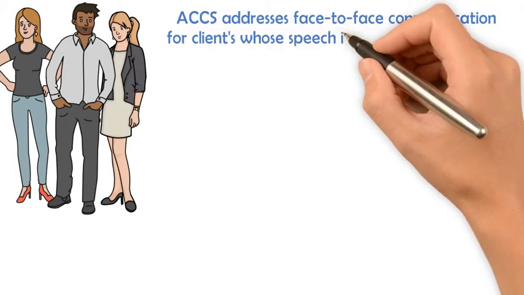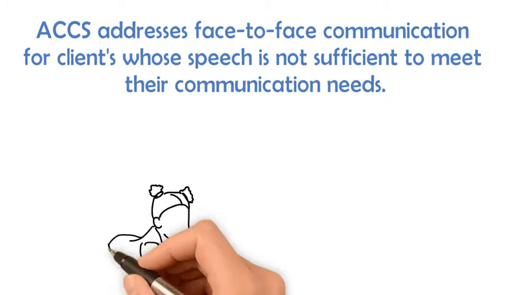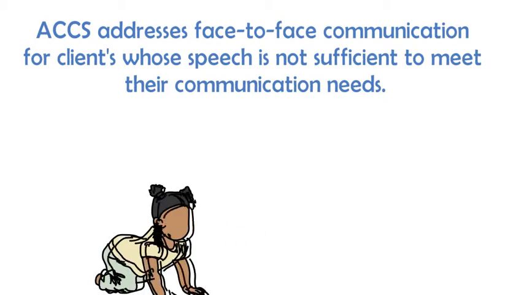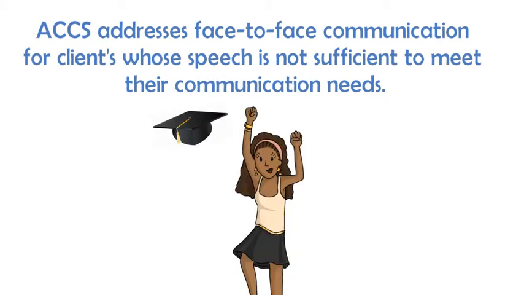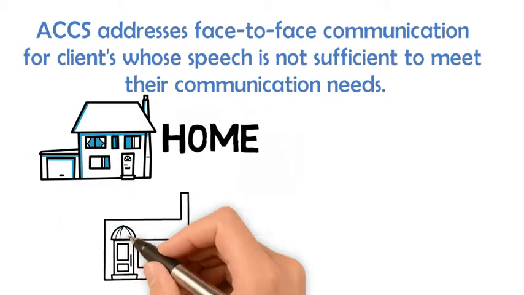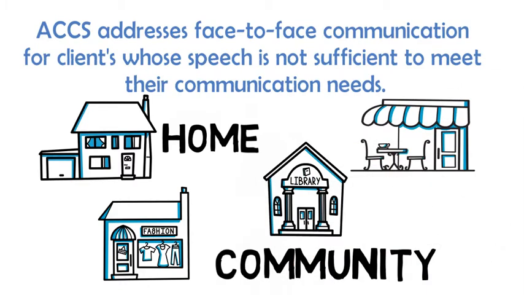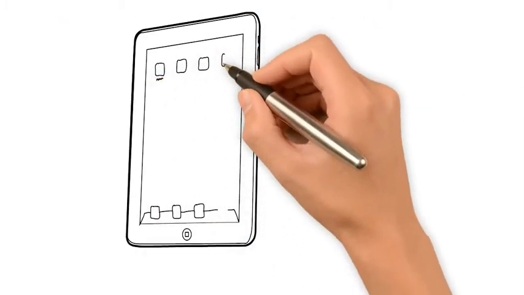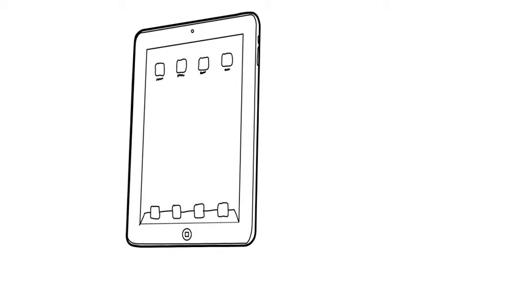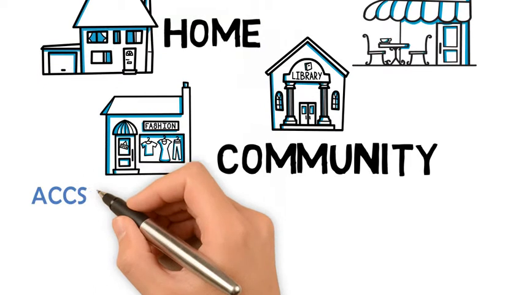ACCS addresses face-to-face communication for clients whose speech is not sufficient to meet their communication needs. We work with children from birth to the end of high school who are direct accessors and have communication needs outside of the school setting, such as home or community. A direct accessor is an individual who can access their device with direct touch from a finger or stylus.